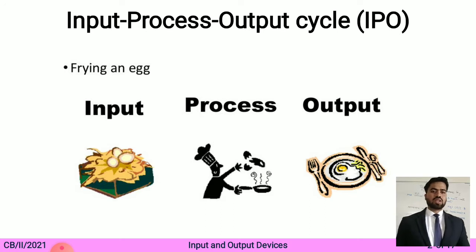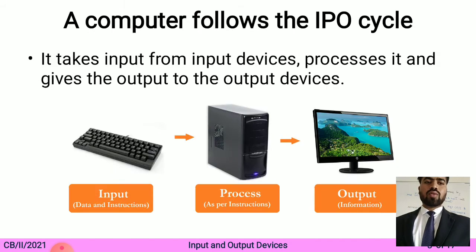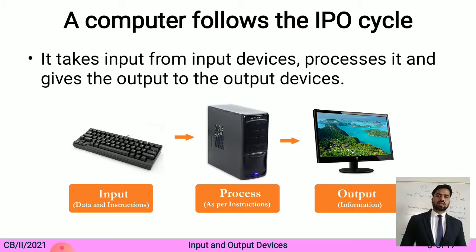Now, my dear kids, in front of you there is an input, process and output cycle, just like how we fry an egg. First, obviously, we have to purchase some eggs. Next, we turn to the cooking process. We have to break it and put it on a pan, and then we enjoy the food. In the same way, a computer follows the IPO cycle. It takes input from input devices, processes it, and gives it in the form of an output device.